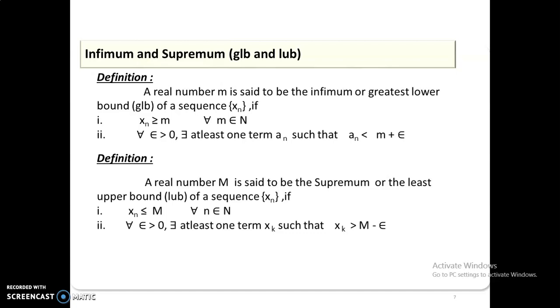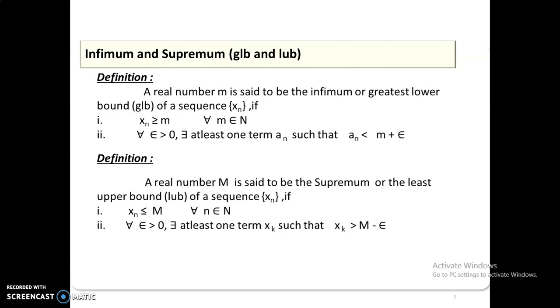Another condition for that: for any epsilon, however small, there exists at least one term xn of that sequence such that xn is greater than M minus epsilon. So that is what we have in this discussion. It means that if you want any sequential term which has its supremum as well as its infimum, that is what we have here.